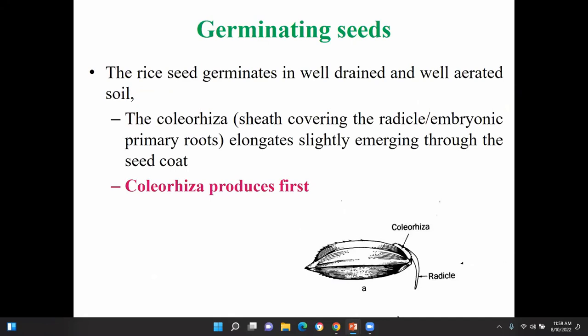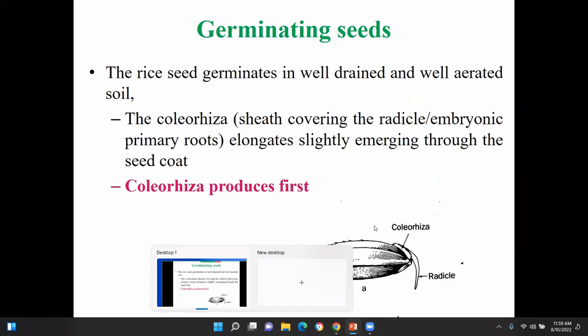Then the germinating seed. The seed germinates in well-drained and well-aerated soil. You put the grain in the soil. Which part will develop first, the upper part or the ground part? I am asking what normally develops first: the stem, the leaf, or the root? Root. Okay, we will see.